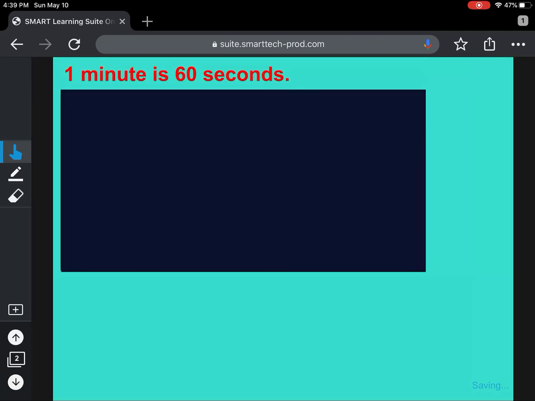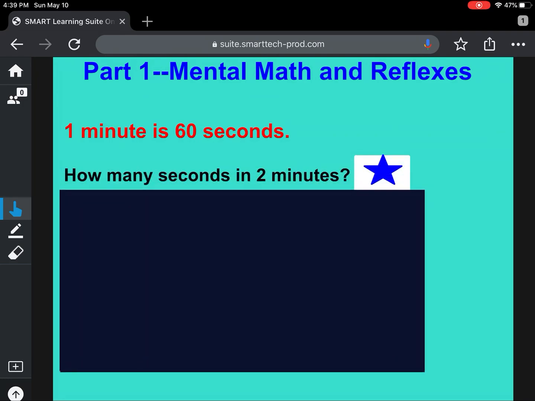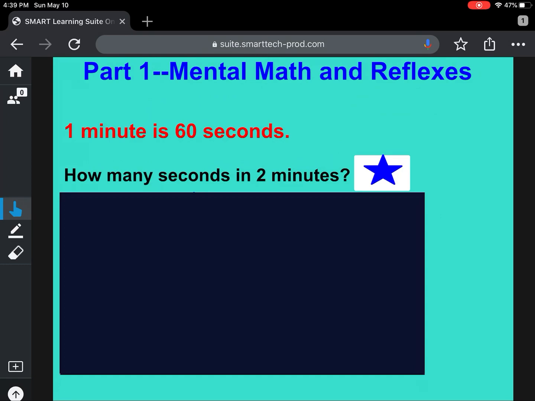If you don't already have pencil and paper handy, get that now because it's time for mental math. For the first part of mental math, they tell us that 1 minute is the same as 60 seconds. So if 1 minute is the same as 60 seconds, how many seconds are there in 2 minutes? Write that on your paper.